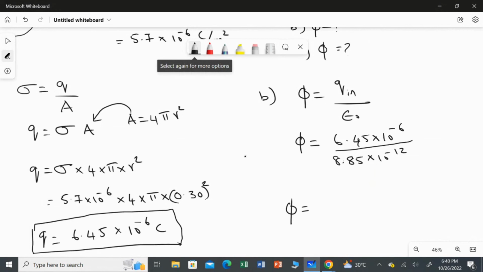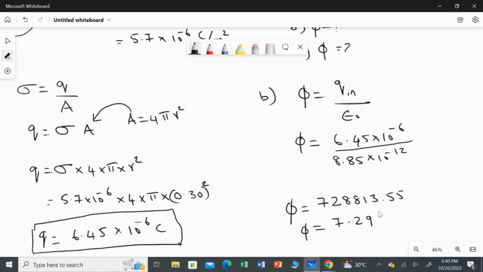The value of the flux is 6.45 times 10 to the power of minus 6 divided by 8.85 times 10 to the power of minus 12. So the answer for this flux is 72813.55. I'm going to write this value of the flux in power form: 7.29 multiplied by 10 to the power of, what's the value? 1, 2, 3, 4, 5. Am I right? So 10 to the power of 5.